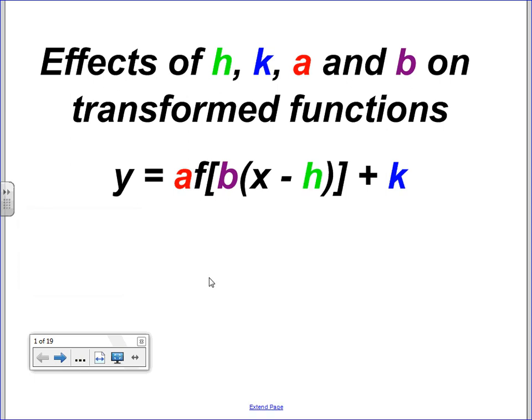Just wanted to create this video to help you guys summarize the effects of h, k, a, and b on our transformed function. It will also help answer that question of when I move a graph to the left 4, why isn't it x minus 4? And if I stretch something horizontally by a factor of 3, why isn't the b value 3 in the equation? So I'm hoping that this video will kind of answer all of those questions.